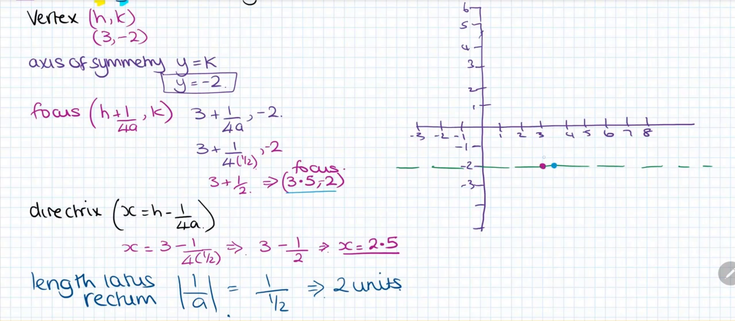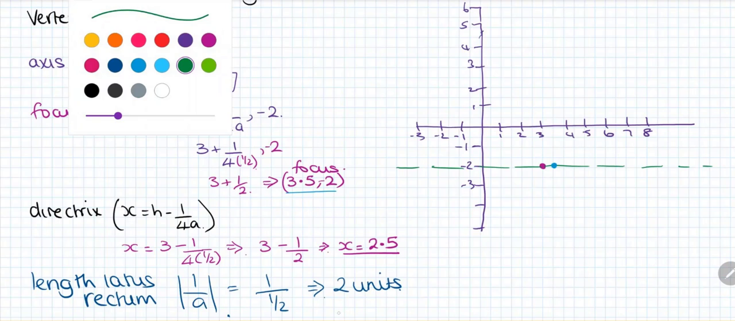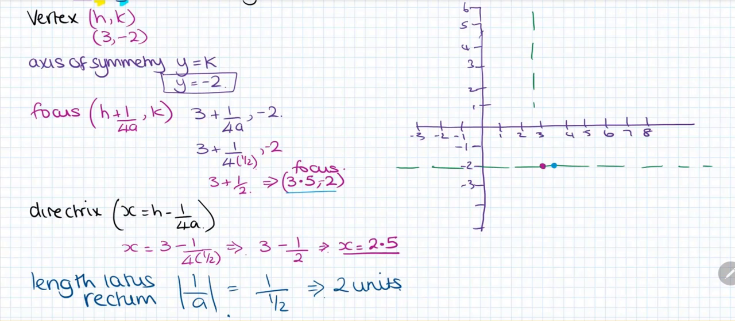So the focus and the vertex. We now need to put in our directrix. This is going to be the line x is equal to 2.5. So our x line is going to be at 2.5. So this is our directrix, this is the axis of symmetry, this is our focus, and this is our vertex.